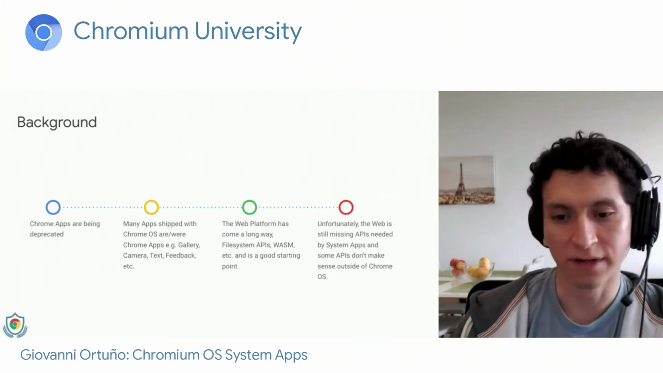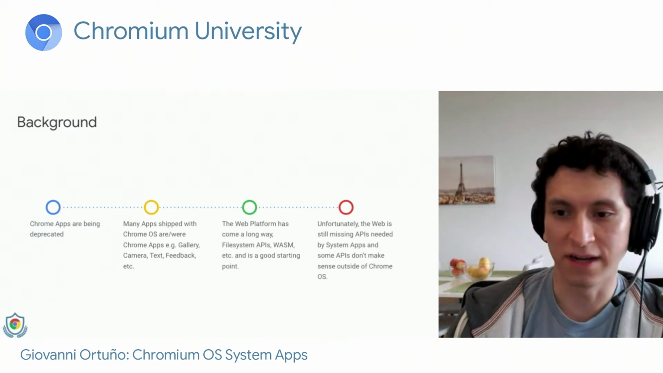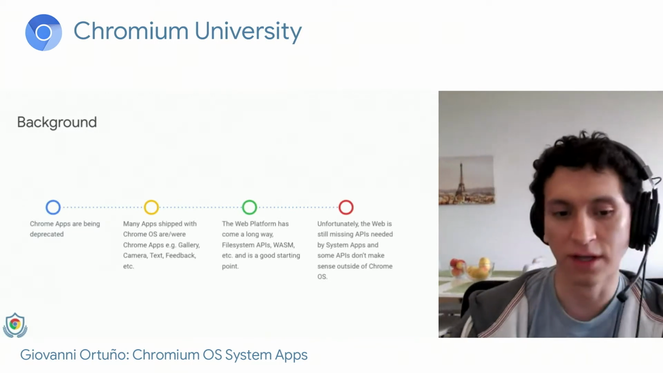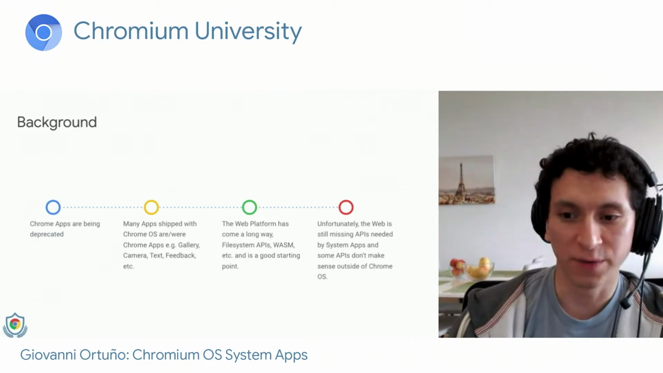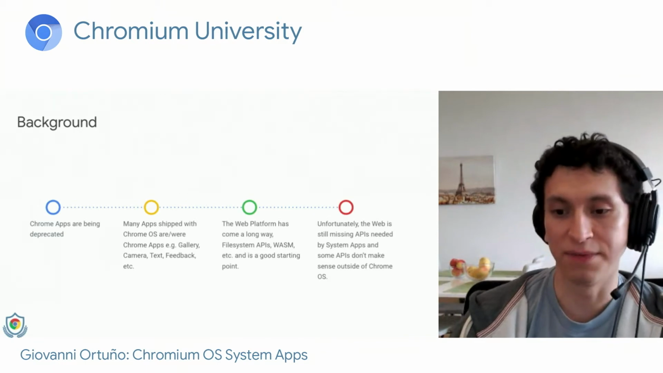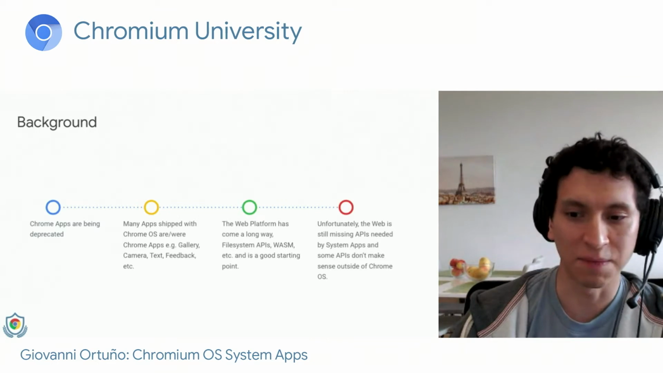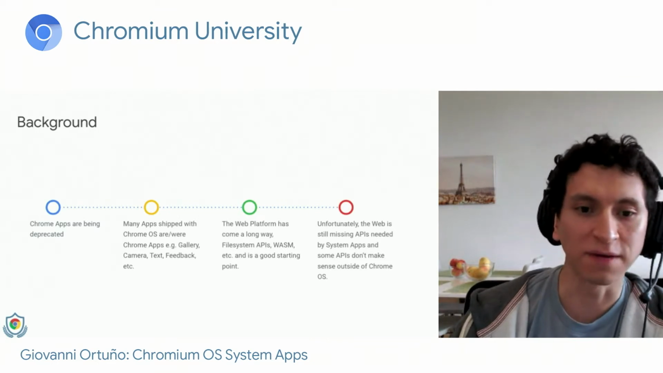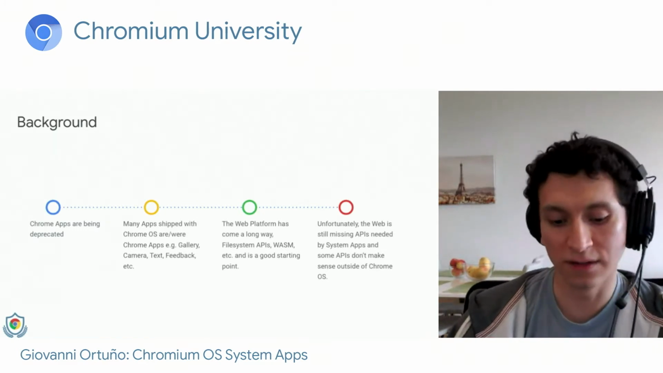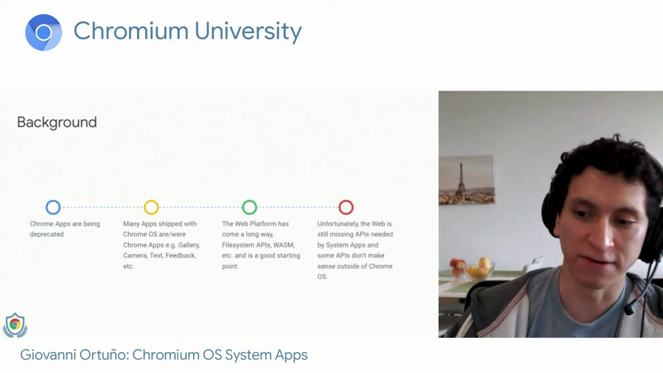So let's start with the background. Chrome apps had been sunsetted for a while, and it was clear that they were going to be deprecated at some point. But unfortunately, we have a lot of apps that ship as part of Chrome OS that are built using Chrome apps. Things like the gallery, camera, text, even the feedback menu are built using Chrome apps. So we needed to build or find a replacement for Chrome apps for these apps.